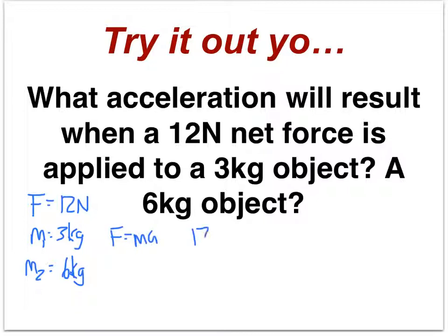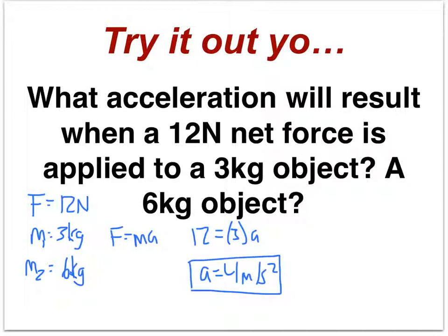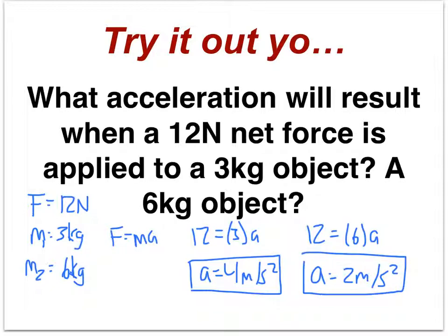So for the first one, 12 equals 3a. My acceleration rate will be 4 meters per second squared. My second one, same force, double the mass, 6a, which means my acceleration rate is 2 meters per second squared. Double the mass, half the acceleration. This is an illustration of Newton's second law, where more mass gets less acceleration for the same amount of force.